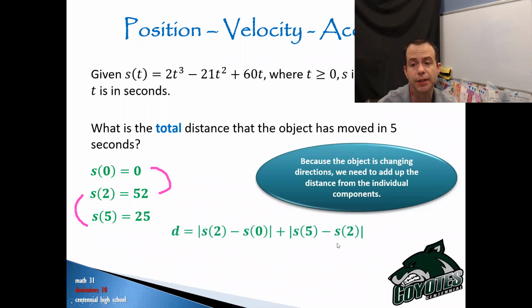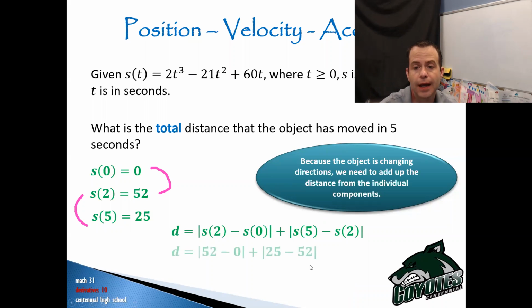Essentially this is what I did. I said the distance is the absolute value of S of 2 minus S of 0. That's what I just did in the conversation, right? Don't let the equation freak you out. This is literally the conversation we just had. And then I'm going to add to that the absolute value of S of 5 minus S of 2. I do the absolute value because it doesn't matter right now whether the direction was positive or negative. I'm only looking at the distance itself. So even if I'm moving in a negative direction, I still want to include that not as a negative here, because I'm looking for the total distance.